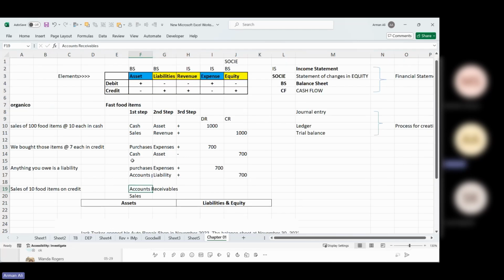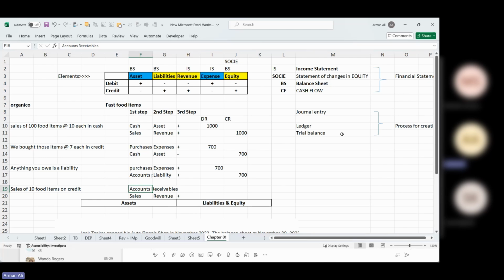Now, sales we already know is revenue, and revenue is increasing. I'm going to put the plus sign over here. Sales is revenue. Revenue is increasing. I did that. What is accounts receivable? So anything from which you're going to get a future economic benefit. You're going to use it or you're just going to sell it, whatever you're going to do, and you're going to get money from it.